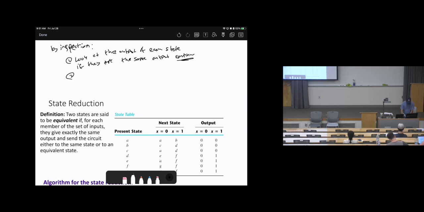Then number 2, look at the next states for each input. Then we have two conditions. If they are the same, which means same outputs and same next states, then they are equivalent.